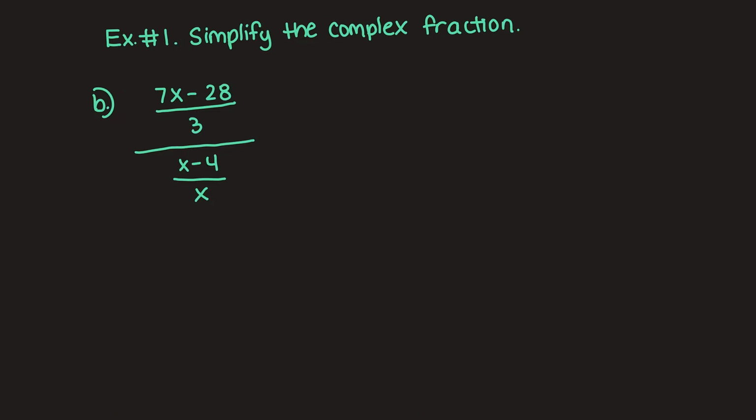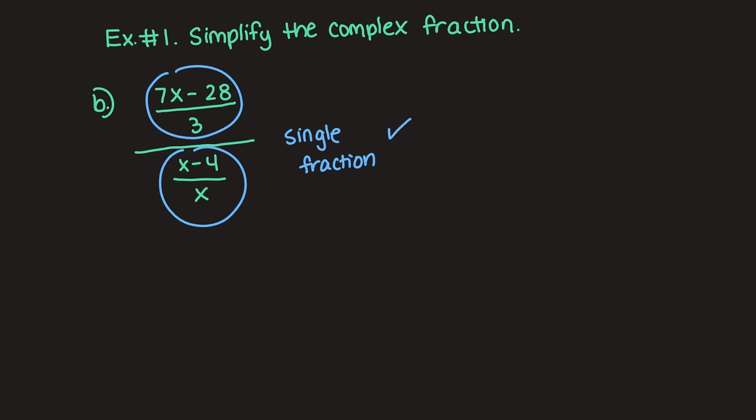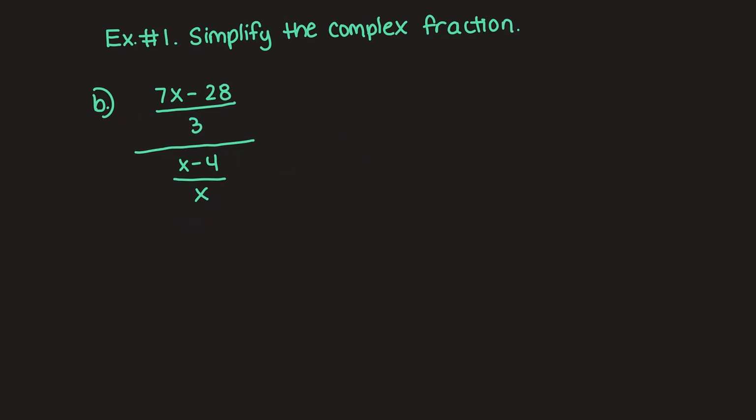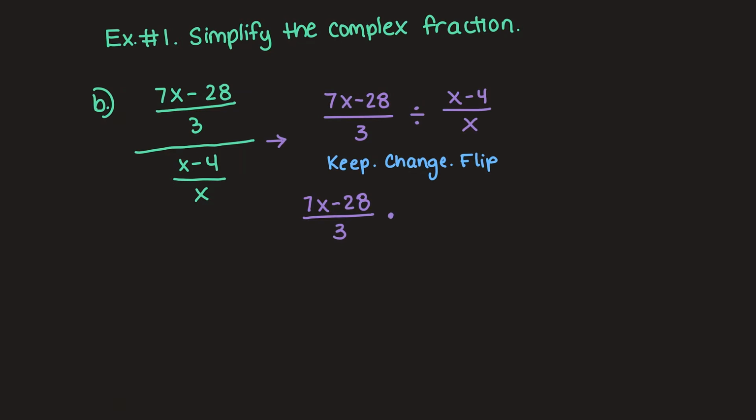For the next example, again notice how the numerator and denominator of the complex fraction are already written as a single fraction. Therefore, we can skip to step 2 and perform the indicated division. Again, if it helps, we can write the division problem horizontally. Now we need to change to multiplication by multiplying the first rational expression by the reciprocal of the other, using keep, change, flip as a guidance. And again, we only use this rule whenever we are dividing.